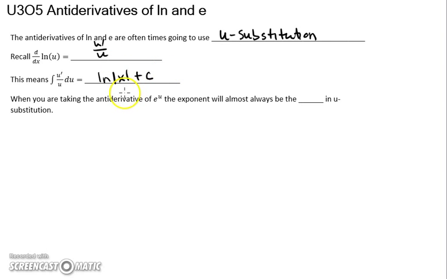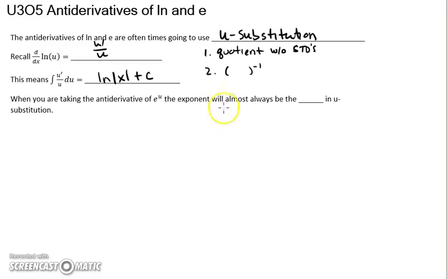Now, two places where you're probably going to see this happen. One is when you have a quotient. Or another way to find it is if you have something to the negative first power when you rewrite it. If you think about trying to use your power rule with something to the negative first, we're going to increase the power to 0 and then divide by 0, and that's a problem, right?